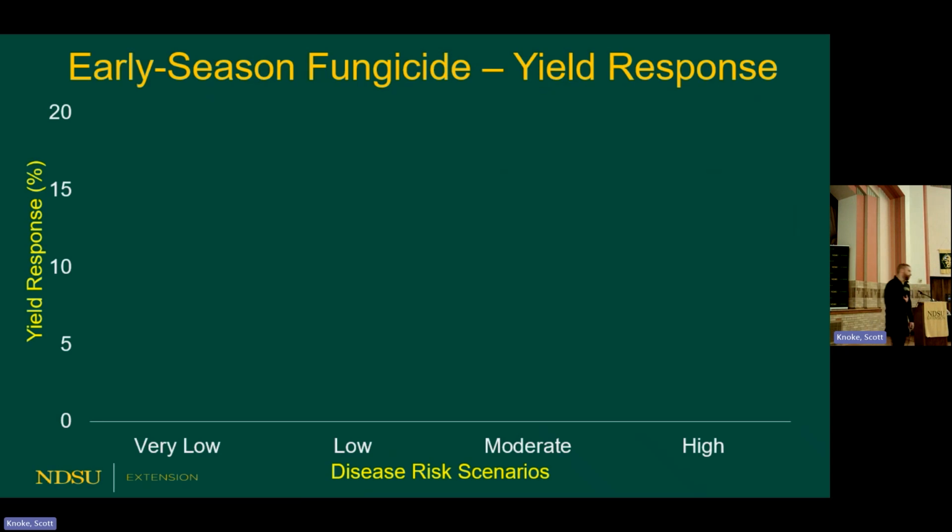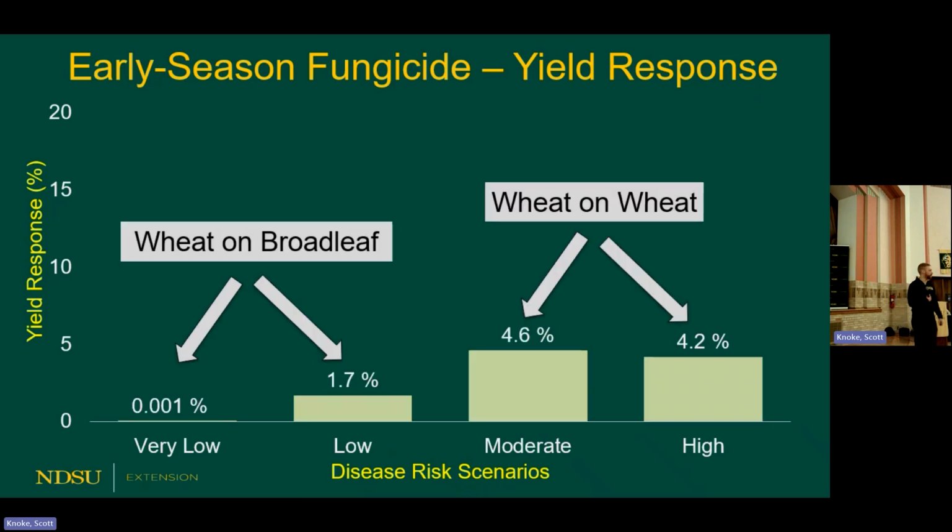So what did we find out? The first thing I'm going to show you is the early season path, the herbicide pass with fungicide into the tank. Here are my yield responses. When we don't have disease to protect against, our yield response is pretty low. When you put yourself in a more risky situation in terms of rotation away from wheat, using susceptible varieties, you start to see a little bit more response to the environment.